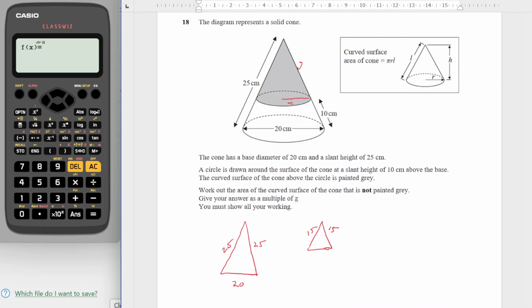So 25 divided by 15, I really want this length here. So 25 divided by 15, I'm in the wrong mode. So 25 over 15 is going to give me 3/5. So in effect, what we've got is a scale factor of 3/5. So if I do 20 times by 3/5, sorry, 20 divided by 3/5.